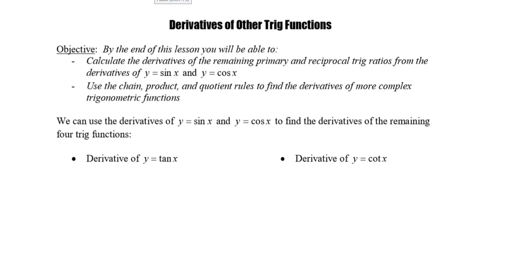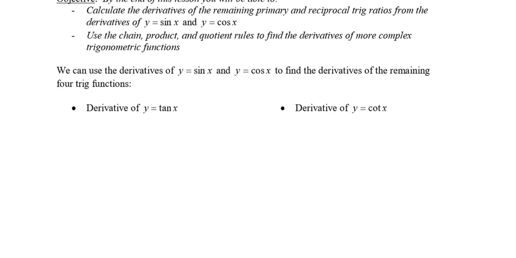Derivatives of other trig functions. All right, so now we can start finding the derivatives of the other trig ratios, so tan, cotan, etc. We can actually do this by breaking everything down in terms of sine and cos. So let's say if we had y is equal to tan x, we could rewrite that right off the bat as sine x over cos x.